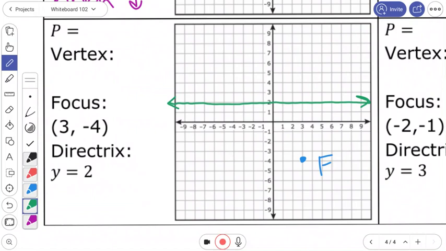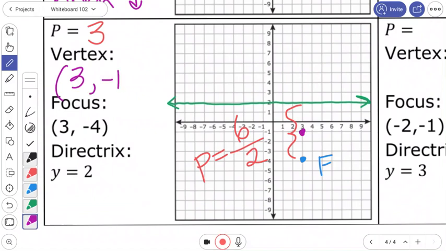And our vertex is always in the middle. So how many steps does it take to get from my directrix to my focus? And if I count, I see 1, 2, 3, 4, 5, 6 steps. Okay, that's 6 steps. But that's the entire distance. What's the halfway point? In this case, 6 divided by 2 gives us 3. So our p-value is going to equal 3. Start from your focus and just count up 1, 2, 3 steps. And that's where our vertex is located. Our vertex is located at 3, comma, negative 1. If you want to label it with a V on your graph, that's great also.